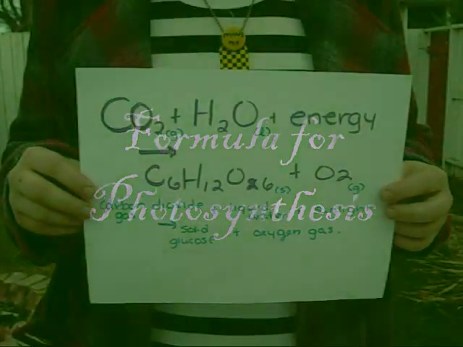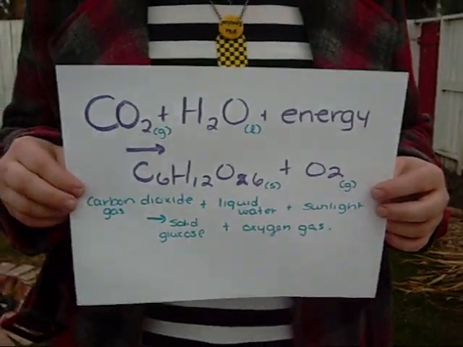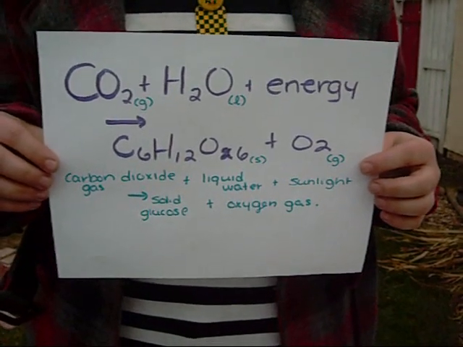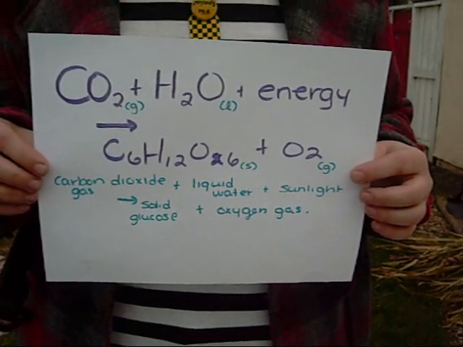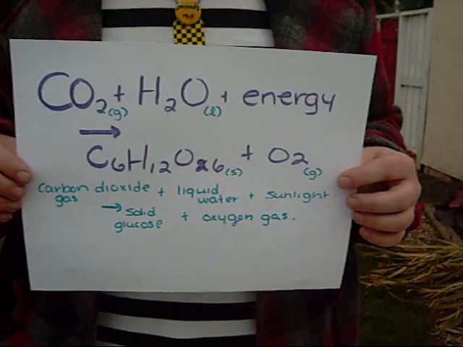The formula for photosynthesis is CO2 plus H2O plus energy equals C6H12O6 plus oxygen. In other words, it's carbon dioxide gas plus water plus sunlight equals solid glucose and oxygen.